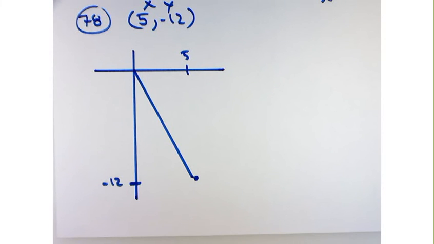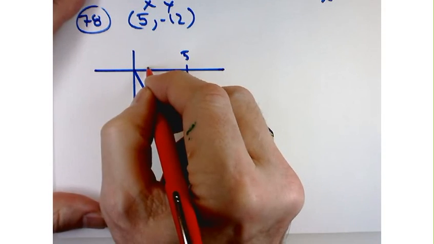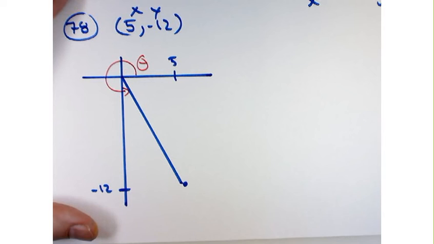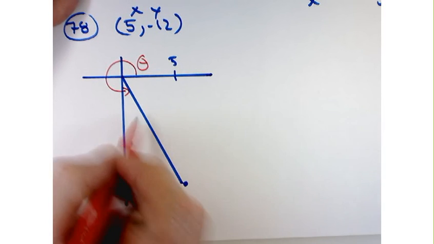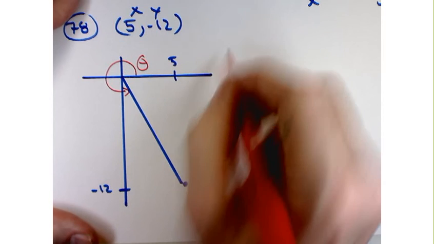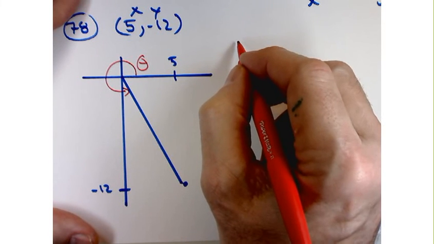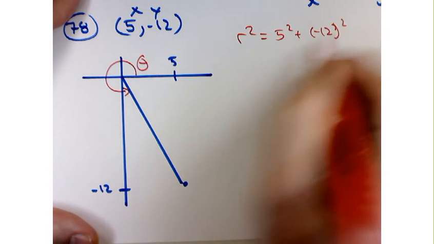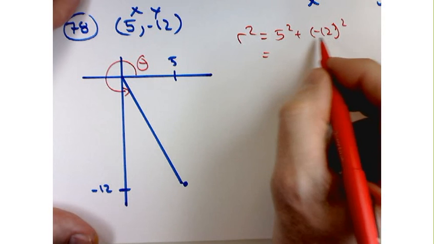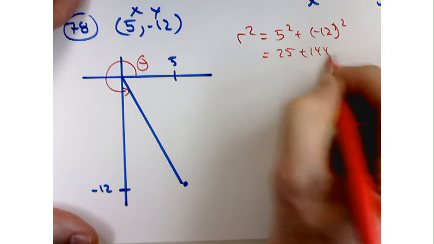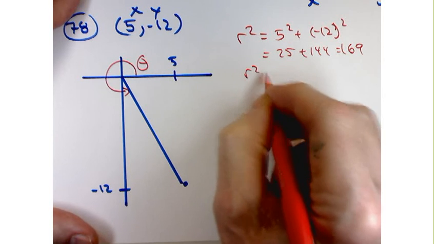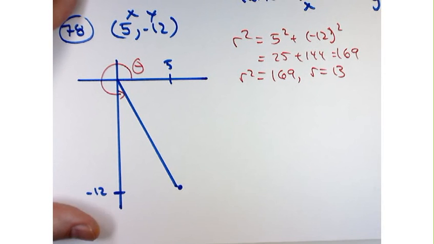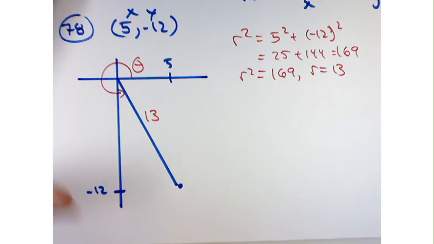So my angle theta, if I do this as an angle in standard form, that's my angle theta. And this distance, I need to figure out what that is. Well, that's just going to be from the Pythagorean Theorem. It's going to be r squared equals 5 squared plus negative 12 squared. So it's going to be 25 plus 144 is 169. And if r squared is 169, r is going to be 13. Beautiful. And that's what I needed there.